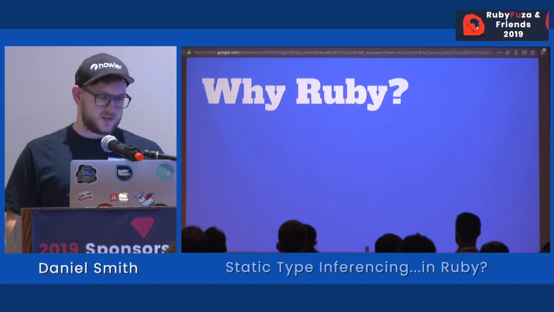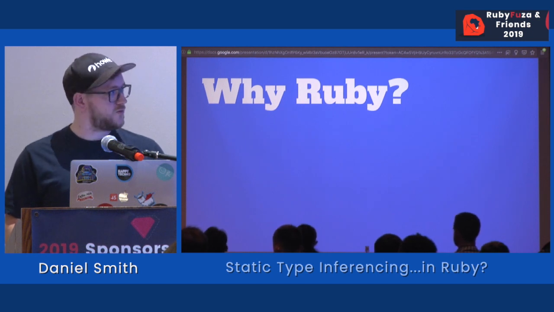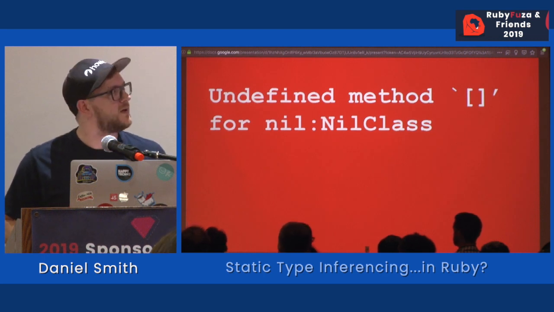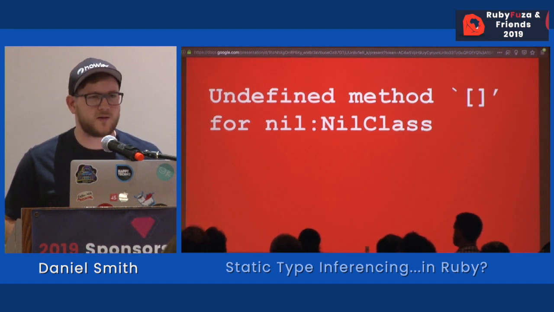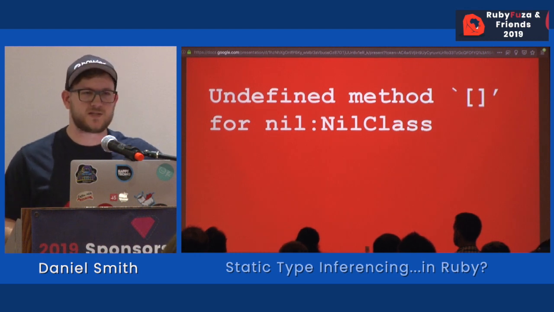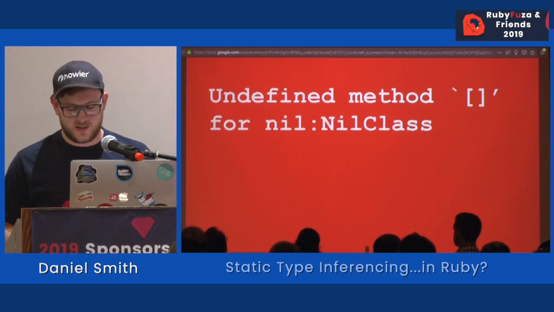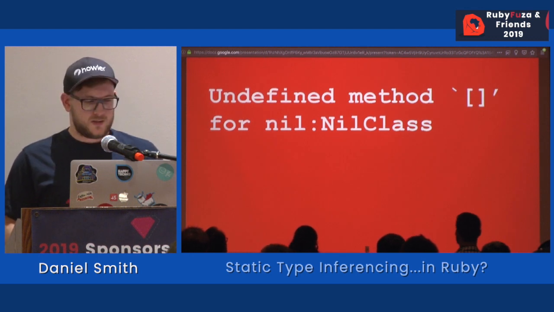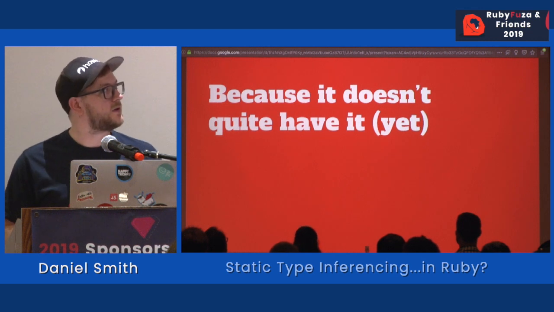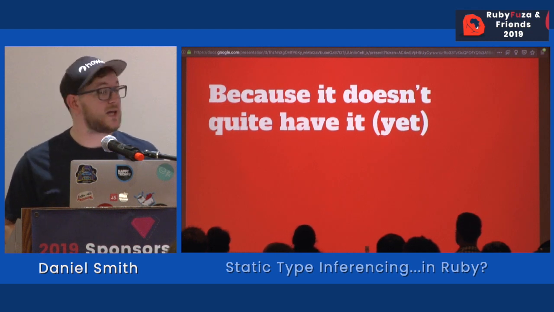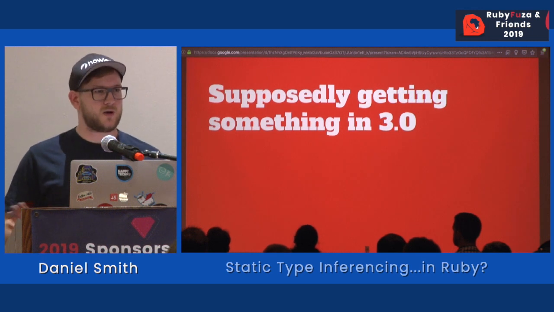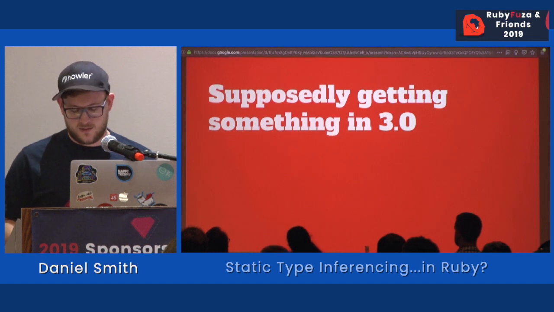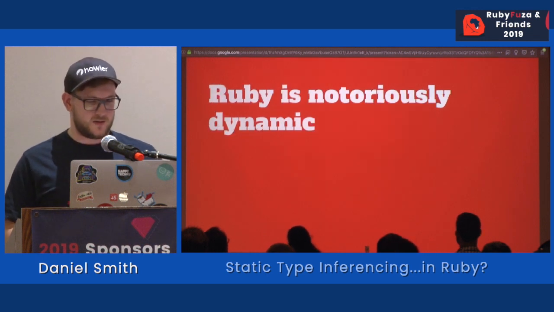So the next thing is, why Ruby? Because of this. This is my biggest pain point. Of all the undefined method errors, this is by far the number one thing I get, and it's kind of irritated me. Ruby doesn't have it yet, though supposedly they're working on some kind of static thing for Ruby 3. But in the meantime, I thought, why don't I look into it myself?